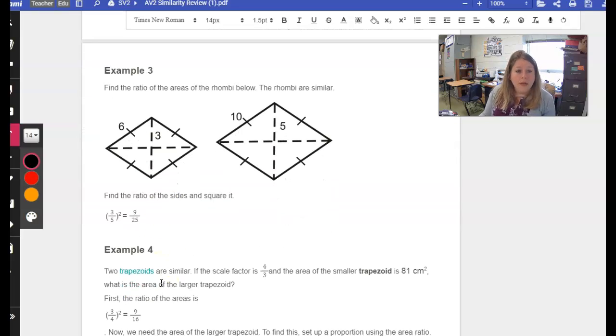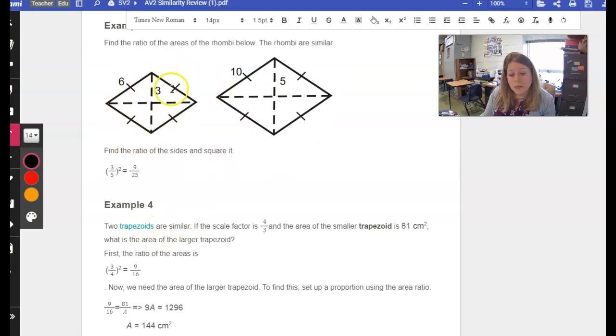For example 3, find the ratio of the areas of the rhombi below. The two rhombi are similar. So now this 3 is just halfway across this diagonal, and this 5 is only halfway across the diagonal. The 6 is in the middle of the side, so it's the whole side. And the 10 is the whole side. So we're going to find the ratio of this. If we want the ratio of the areas, we're going to find the ratio of the sides first, and then we're going to square it. The ratio of the sides is 6 to 10, which we reduce to 3 to 5. Square that, and you get 9 to 25. So the ratio of the areas is 9 to 25.